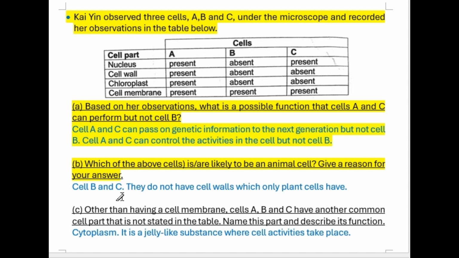C. Other than having a cell membrane, cells A, B and C have another common cell part that is not stated in the table. Name this part and describe its function. Cytoplasm. It is a jelly-like substance where cell activities take place.